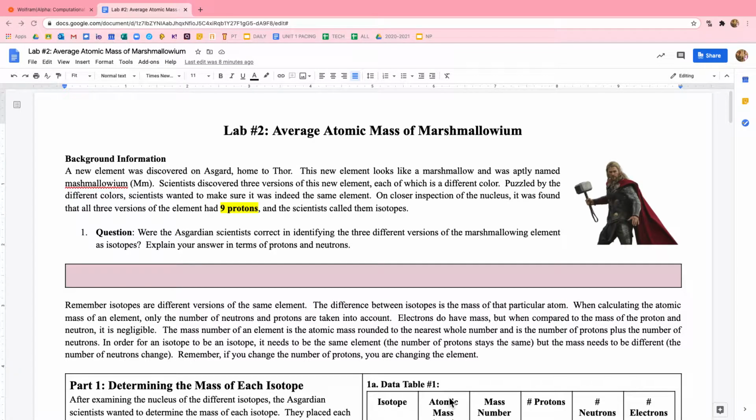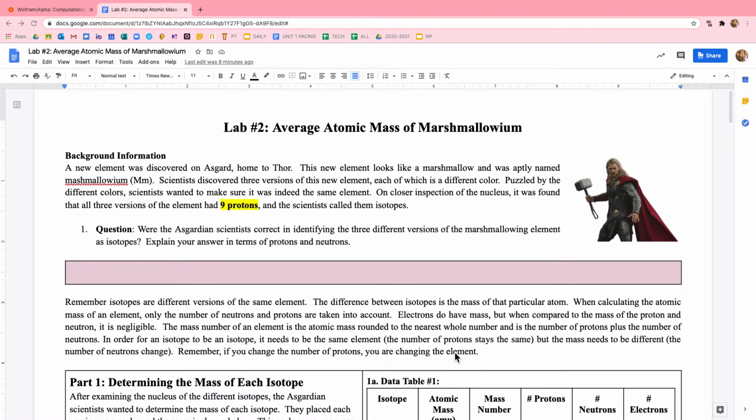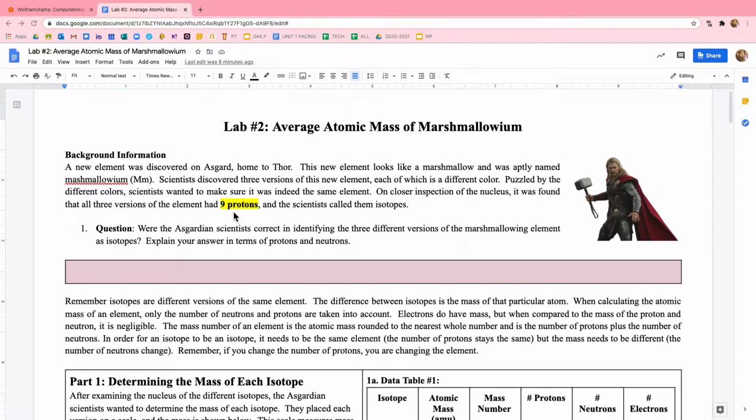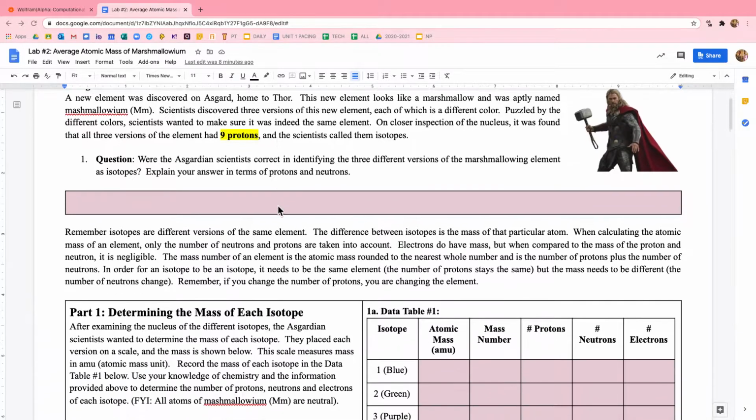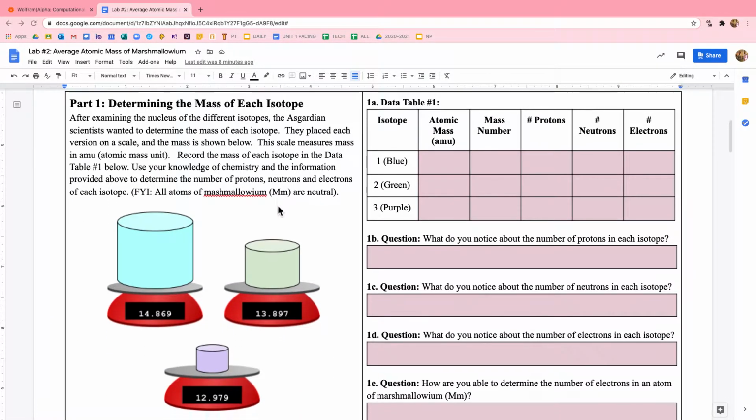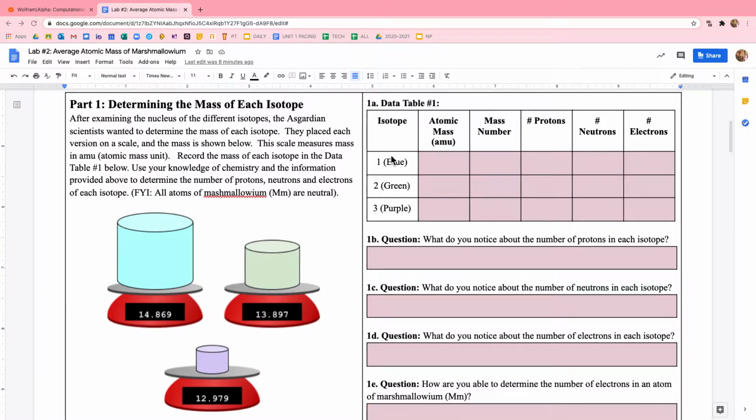So this video is for anyone who is still confused about our lab number 2 from the other day. In our background information, I highlighted for you that there are 9 protons, right? This is going to come in handy later. So let's go down to data table 1. Here we see the isotope and the color, right? These colors correspond to each of these marshmallow thingies. So this one, blue, is going to be this big one here, green is medium, and purple is the small one.